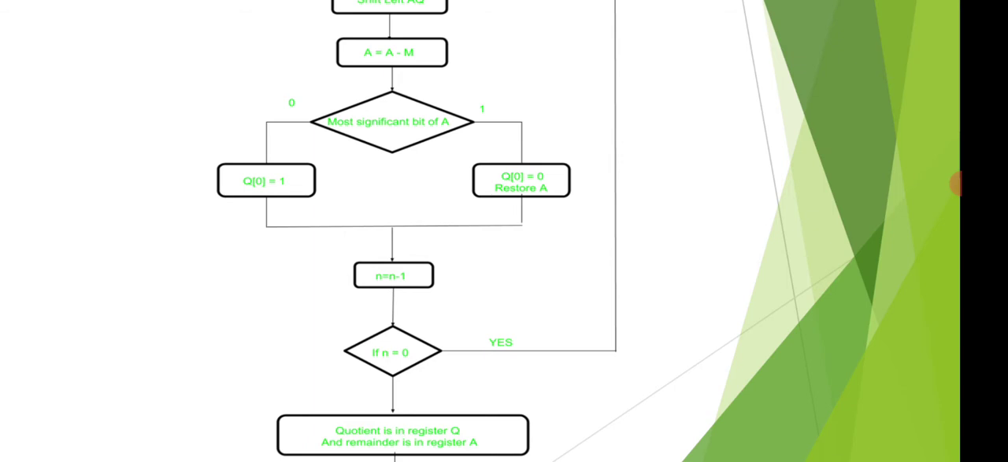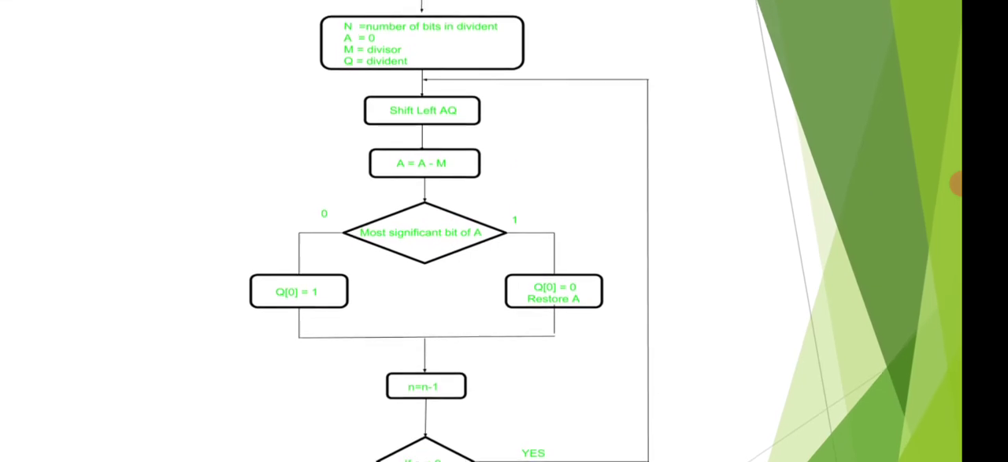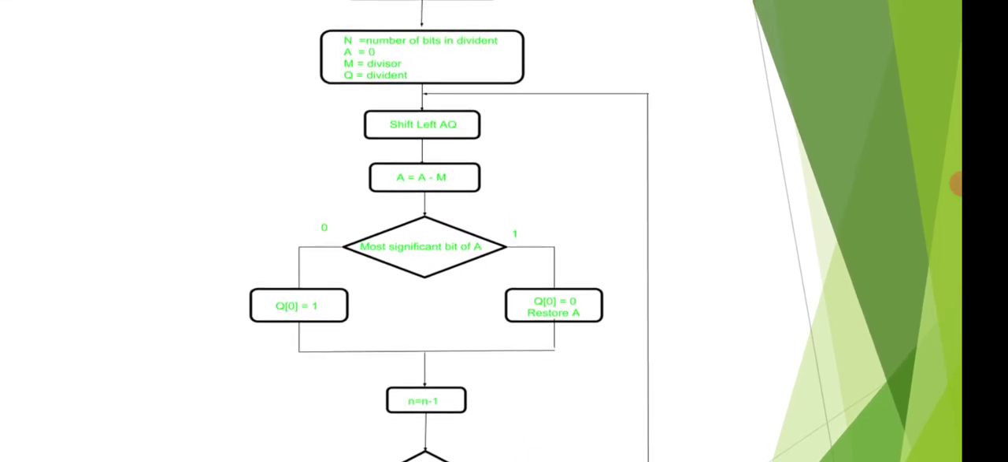So these are the various steps you follow for doing the division operation, and that is nothing but the restoring division algorithm. Once again I am revising the steps of the restoring algorithm. First step, initialization. In initialization, n is initialized with the number of bits in the dividend, A is initialized with 0 0 0, M is initialized with the divisor, and Q is initialized with the dividend.